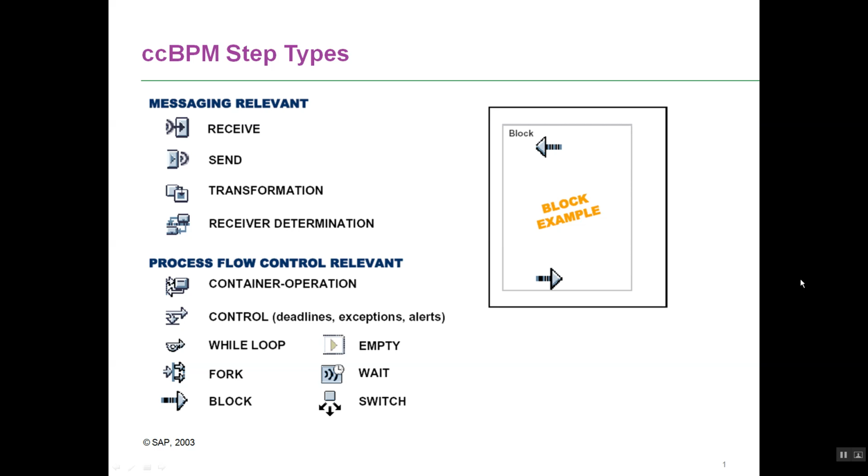Okay, so with that, why do we need a ccBPM? So far, all the interfaces that we've been building are what we call point-to-point interfaces. What we mean by a point-to-point interface is there's a sending system that sends the data and there's a receiving system that is receiving the data. There are only two systems involved, and between those two systems, you're doing a data transformation and so on.